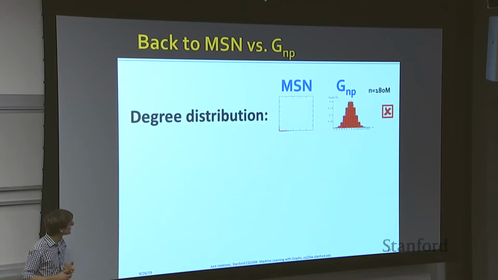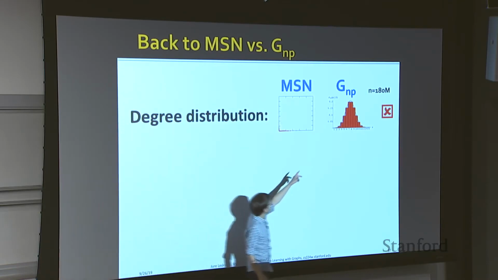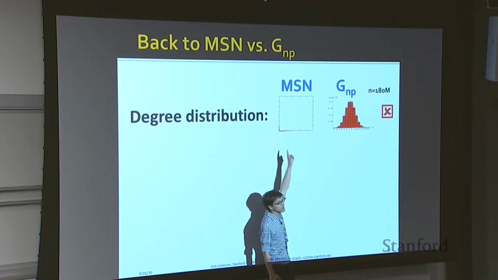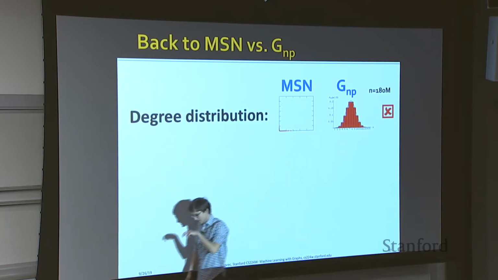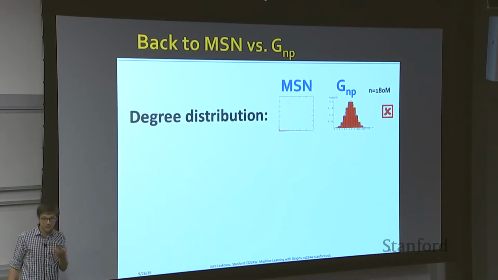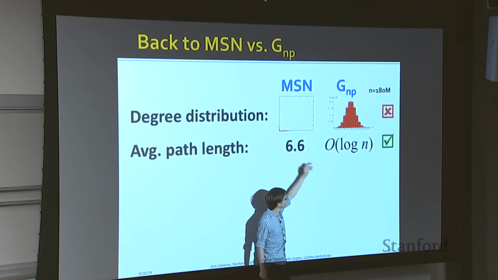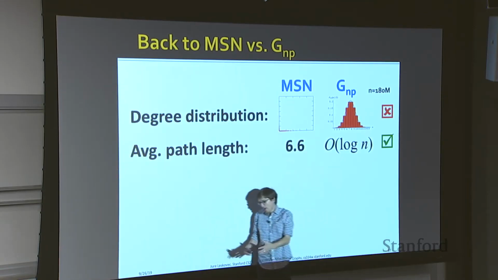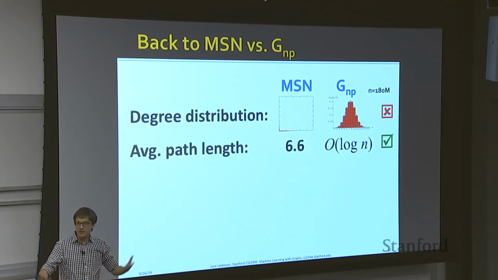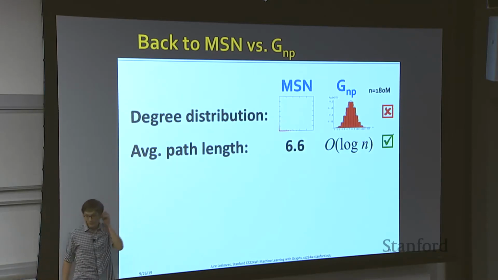So in terms of degree distribution, we saw that the two couldn't be more different, right? The random graph will have this type of bell-shaped degree distribution, and my MSN network has just degrees along the axis of the histogram. Then for the shortest path length, we saw that MSN has about 6.6, and random graphs have about log n, which seems right. It's small. It's exponentially smaller than the size of the graph. So let's say that this looks good, right?